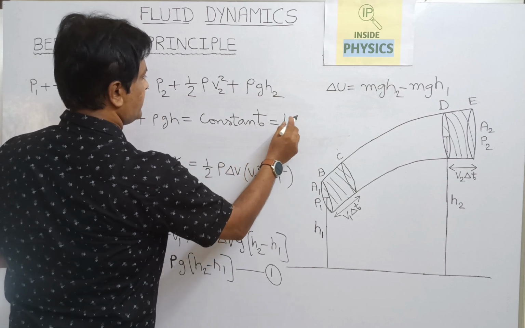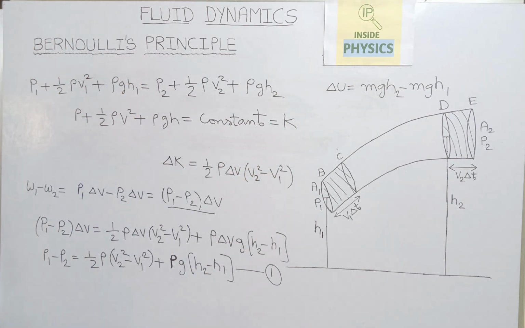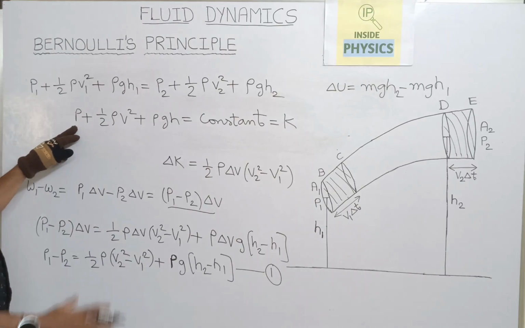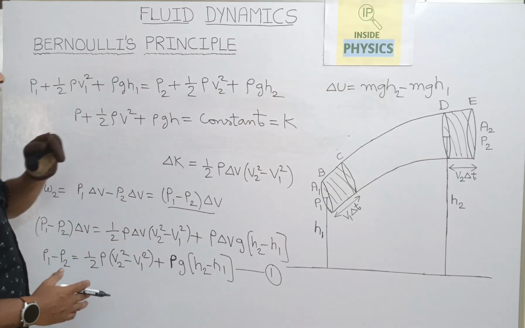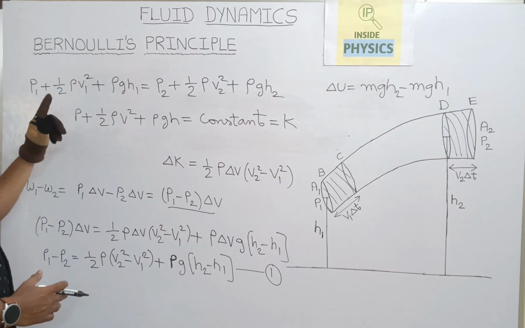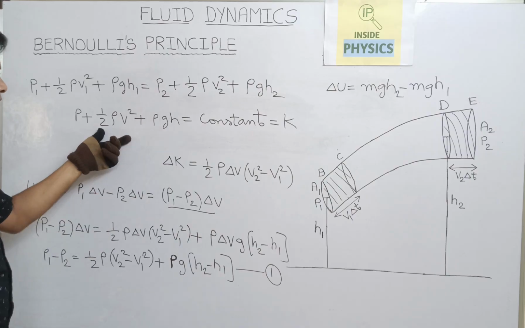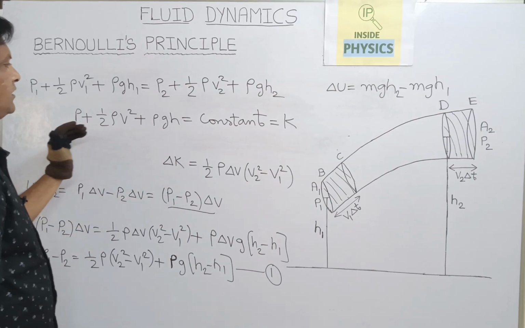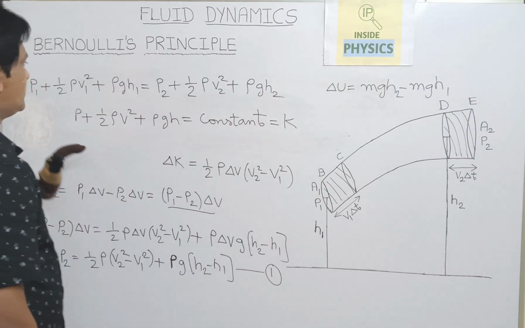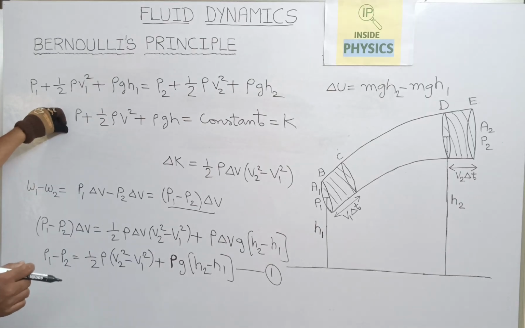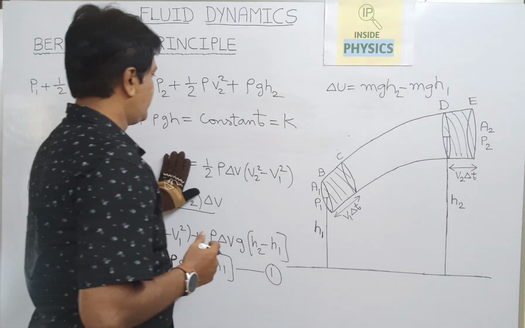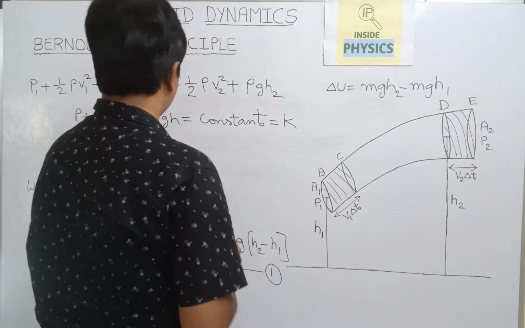We can take it as any constant like K or C, whatever it may be, but this is the final observation: the pressure at any point, the kinetic energy of the liquid at any point throughout the tube, and the potential energy together are constant. So this is a simple relation observed by Bernoulli, and we can solve some good problems with this relation. But there is a drawback in this principle also.